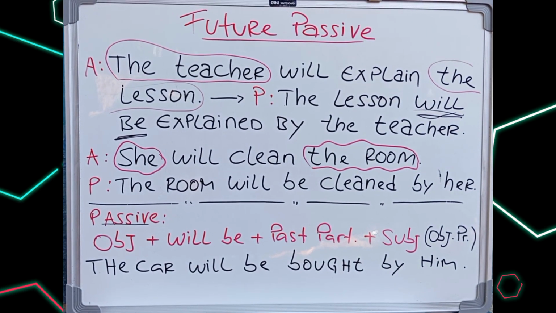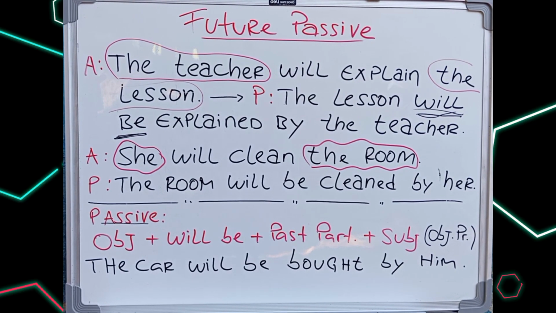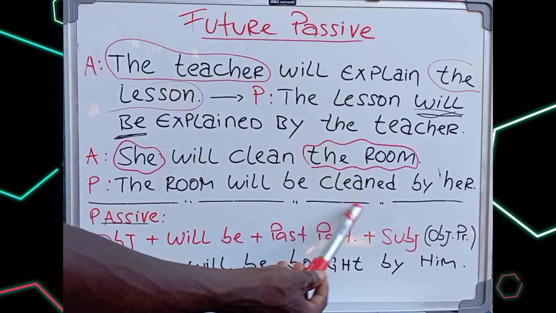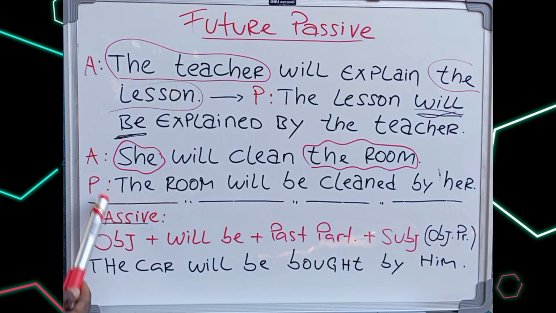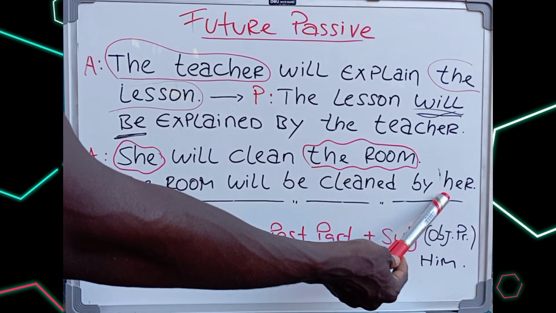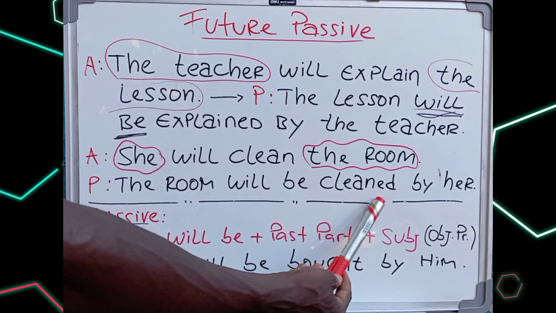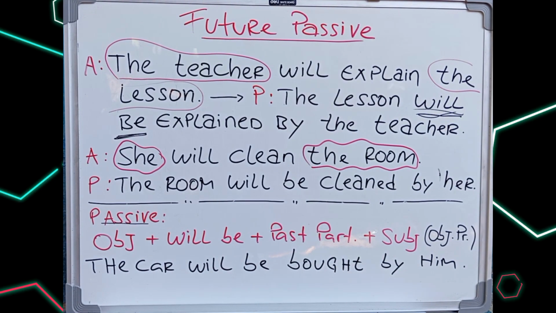I need to explain to you that we use the future passive, or we use the passive voice, when the doer of the action, the person who does the action, is not very important. For example, in this sentence, the room will be cleaned. This is the most important information. The room will be cleaned by her. She is not very important. That's why she comes at the end. We can decide to say the room will be cleaned. It is still passive. So we use the passive when the doer of the action is not very important.